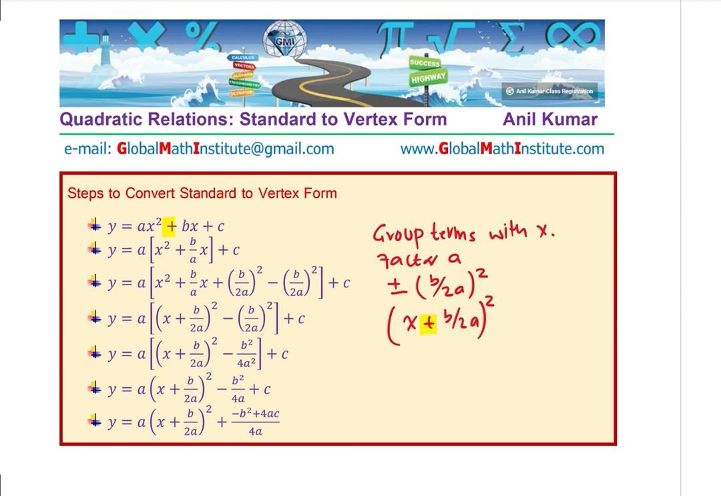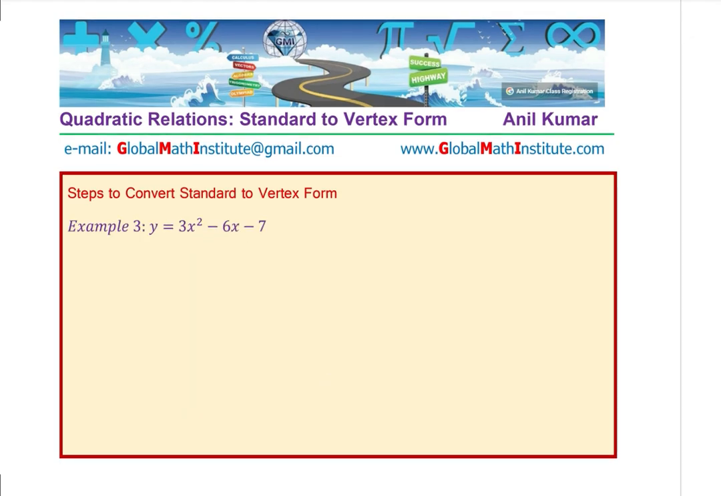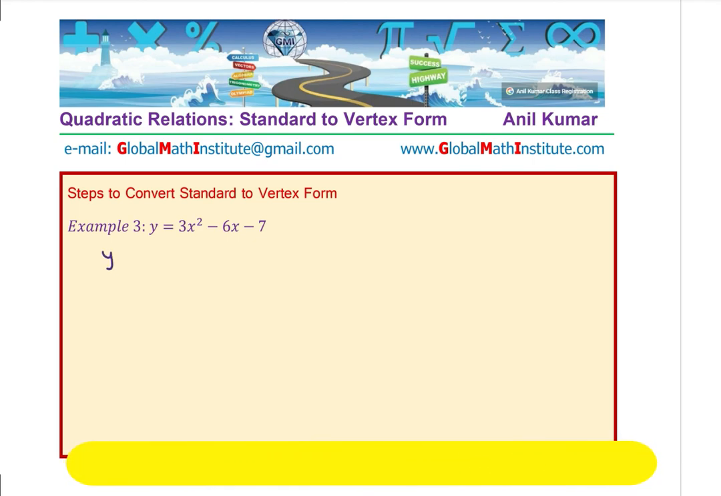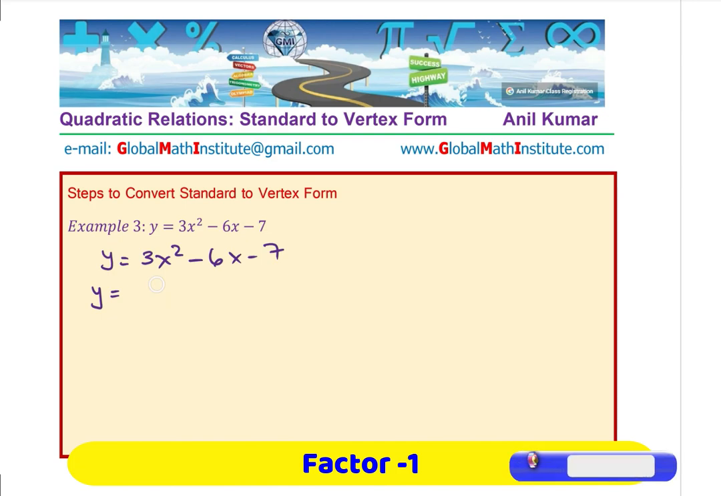Let's continue with solution 3, which has something like this. This time, we have the equation y equals 3x squared minus 6x minus 7. So as I was saying, group the x terms and factor out the coefficient of x squared, which is 3. If I factor out 3, I get x squared here. Dividing 6 by 3, what do we get? Dividing 6 by 3, we get 2.